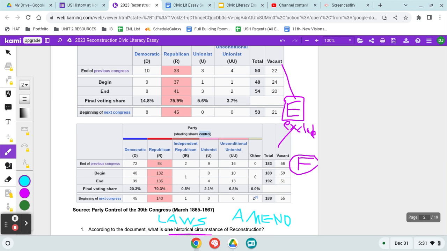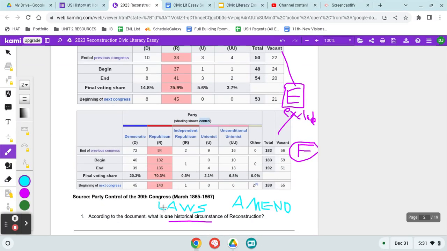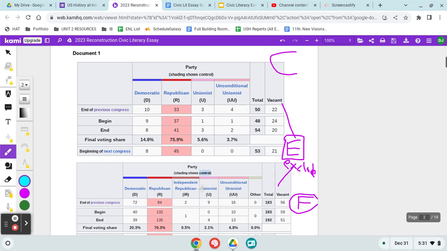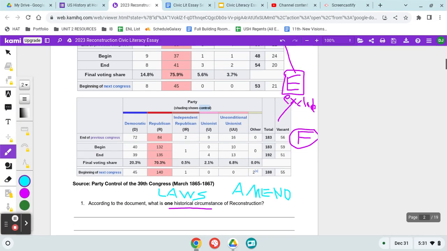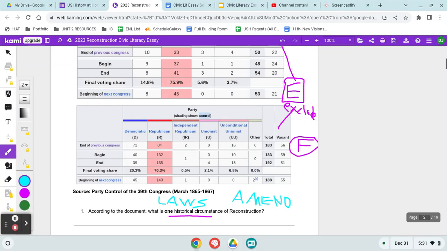So right away, if I was writing this circumstance paragraph using document 1, I have a whole host of outside information about why these circumstances are beneficial to the Republicans. I'm not just writing that the Republicans controlled Congress according to document 1. Then I'm going to add in outside information. This allowed the Republican Party at the time to create laws, amend the Constitution. That's what we're really talking about for outside information.